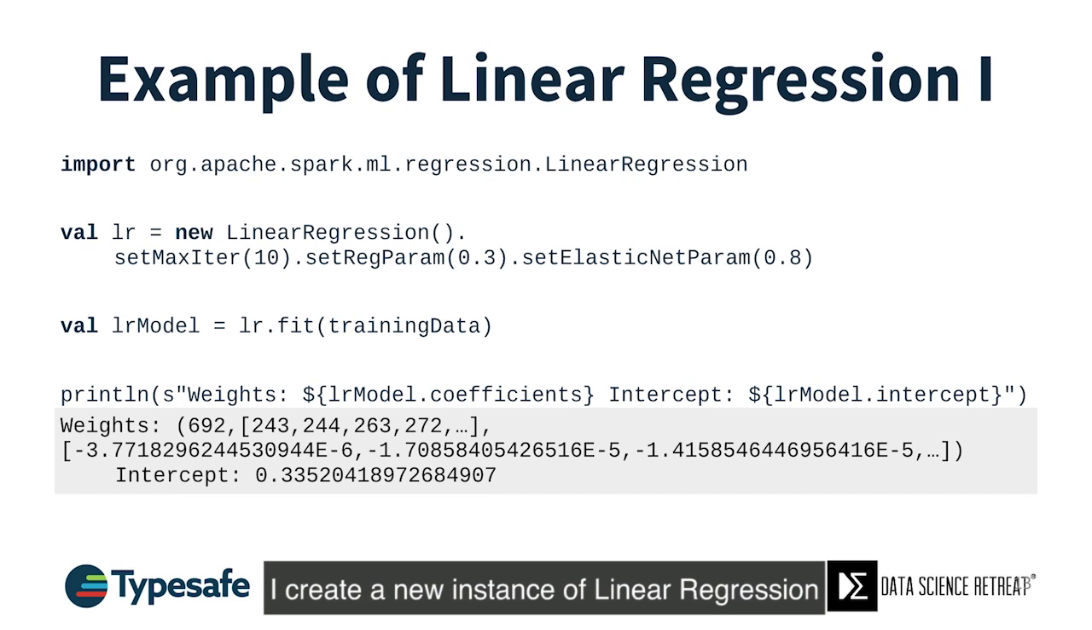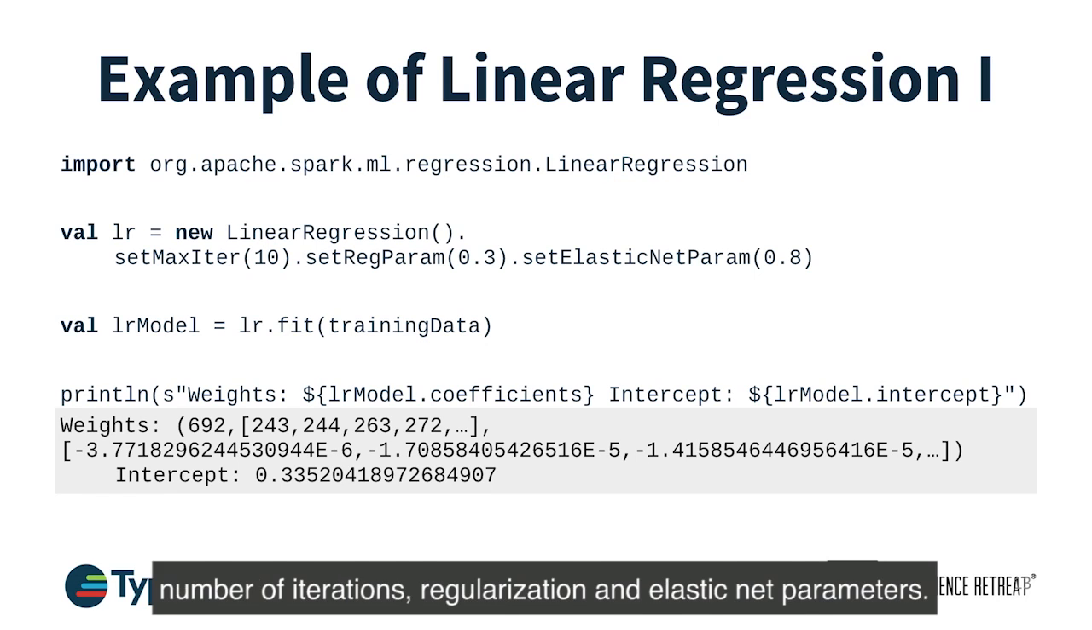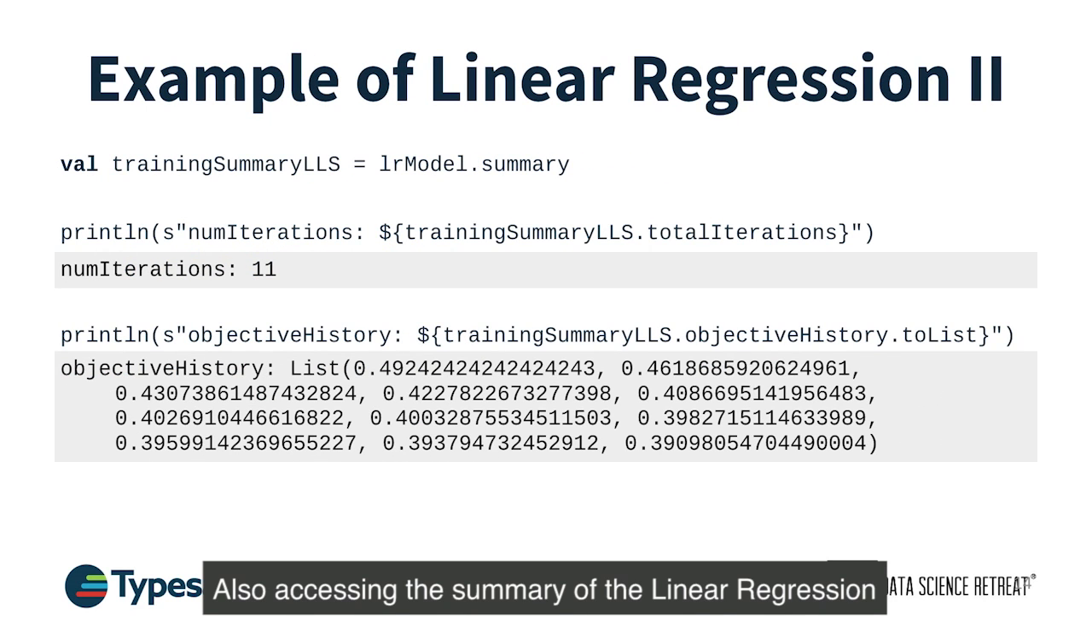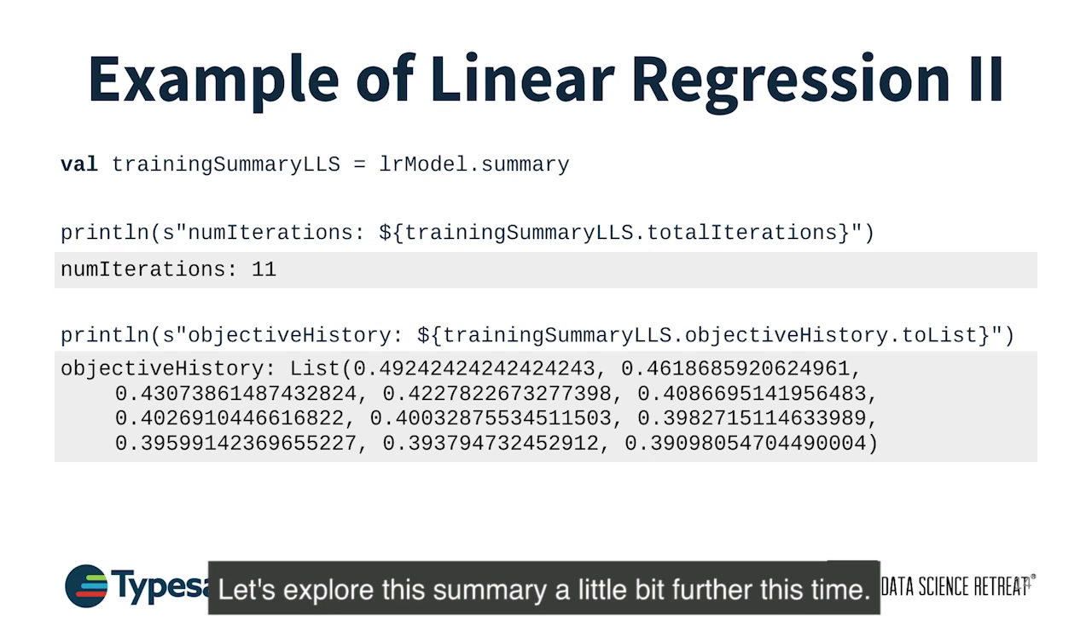I create a new instance of linear regression. And just like I did with logistic regression, I set its parameters, number of iterations, regularization, and elastic net parameters. Everything else goes exactly the same, fitting the model, inspecting its weights and intercept. Also accessing the summary of the linear regression, I can observe the objective history, that is, the error of the model in every iteration. Let's explore this summary a little bit further this time.